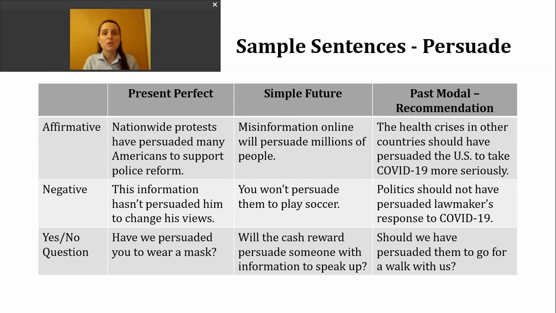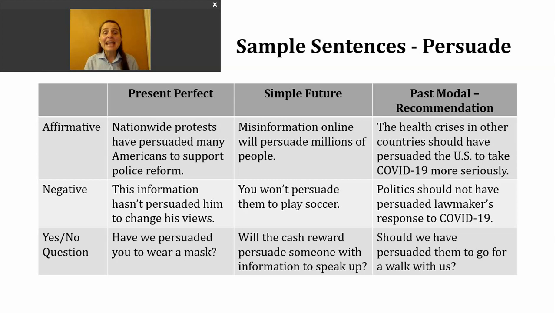To make the present perfect, we're going to use has or have, and then the participle form of the verb, which in this case is our just past tense. So let's take a look at an affirmative sentence. Nationwide protests have persuaded many Americans to support police reform.